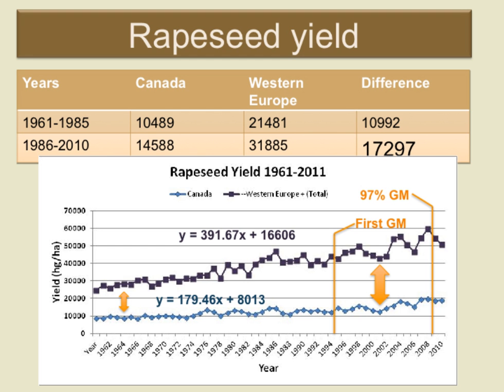And that rate of increase in yield has not been diminished by the adoption of a near 100% GM canola crop in Canada over the last 15 years. In other words, Western Europe not only produces more oilseed rape per area than does Canada, its yields are increasing faster than Canadian yields, and it has done that without GM.